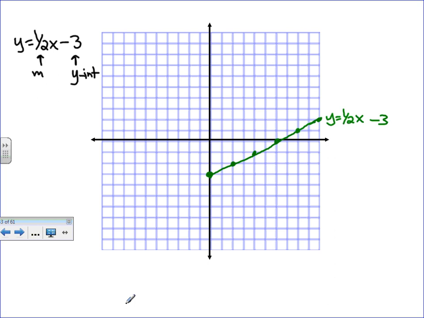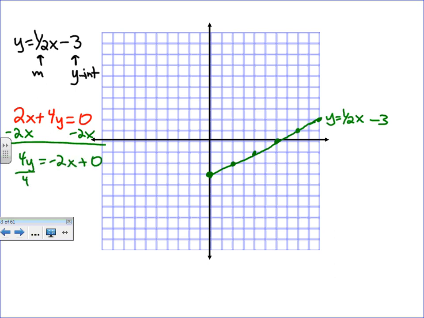Problem is that second line is not in slope-intercept form. So I need to rewrite it so that it is. I need to get y by itself. The x is positive, so I'm going to subtract 2x from both sides. That gives me 4y equals negative 2x plus 0. Divide by 4, which means I have to divide everything by 4. That's going to give me negative 1/2 x plus 0.